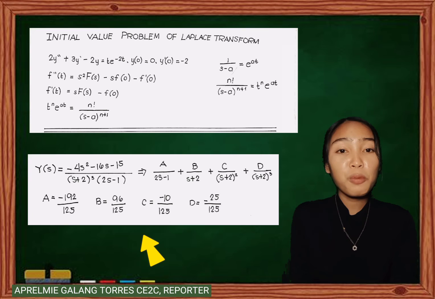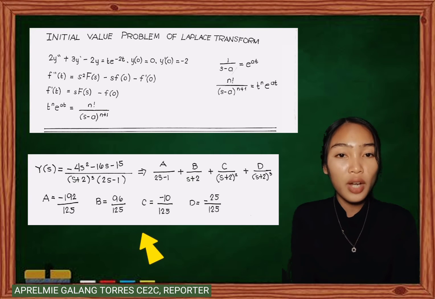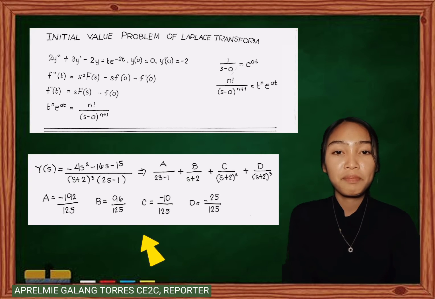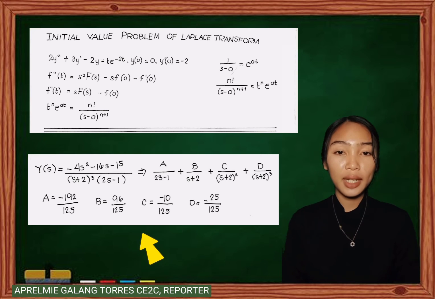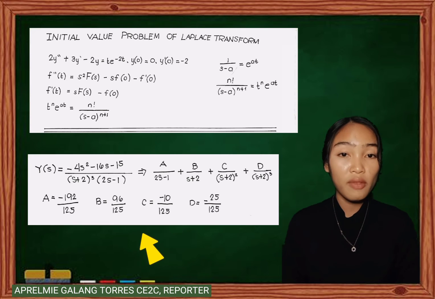But for the sake of putting all of this over 125, because it's going to make it easier on us, we'll get -10/125. And then here for D, we'll get -1/5, which we can call -25/125. And you'll see in a second why it's easier to have them all over 125.